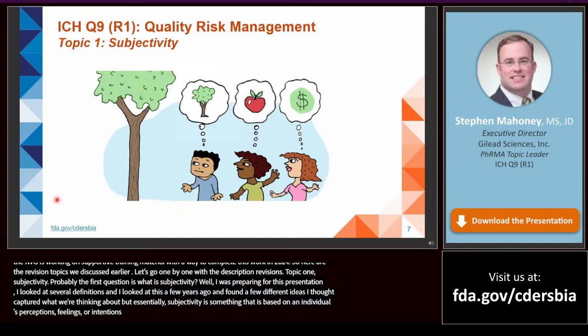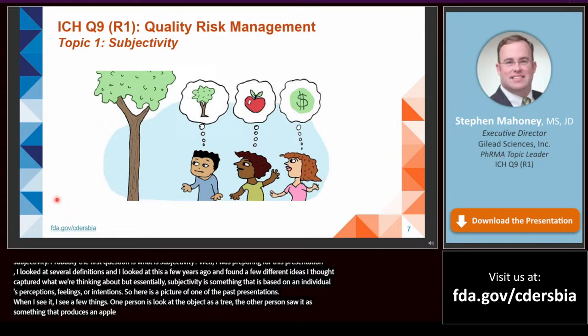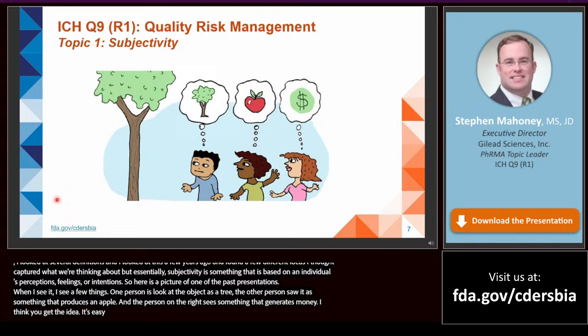So here's a picture from one of the past EWG presentations. When I see this, I see a few things. One person's looking at the object on the left as a tree. Another person saw this same thing as something that produces an apple. And the person on the right saw this as something that can generate money. So I think you get the idea. It's fairly easy for three people to look at the same thing and leave with three very different perceptions.